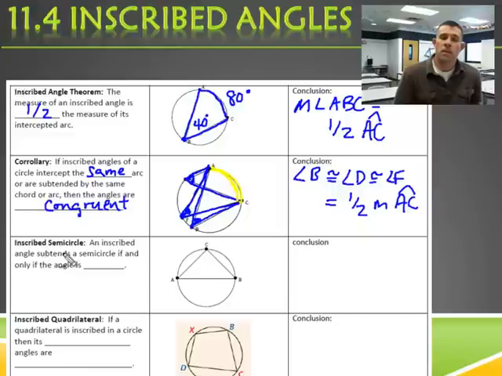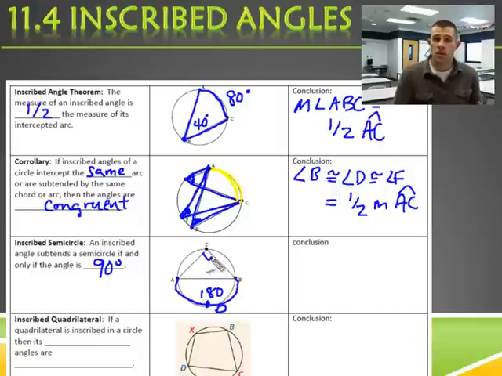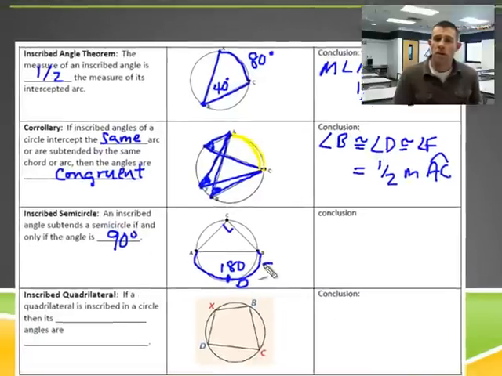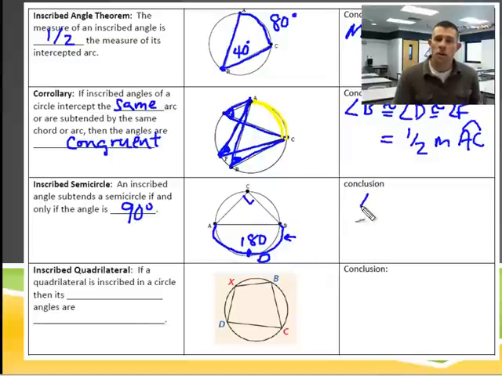Next is the inscribed semicircle. An inscribed angle subtends a semicircle if and only if the angle is 90 degrees. Because our intercepted arc here, it really should be ADB, is 180 degrees, then this angle must be half of it, which would make it 90 degrees. And therefore, it subtends or intercepts this semicircle, and therefore angle C must be equal to 90 degrees.